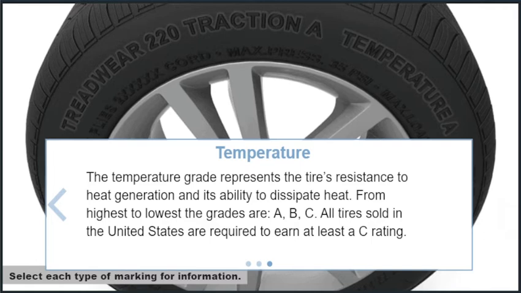The temperature grade represents the tire's resistance to heat generation and its ability to dissipate heat. From highest to lowest, the grades are A, B, C. All tires sold in the United States are required to earn at least a C rating.